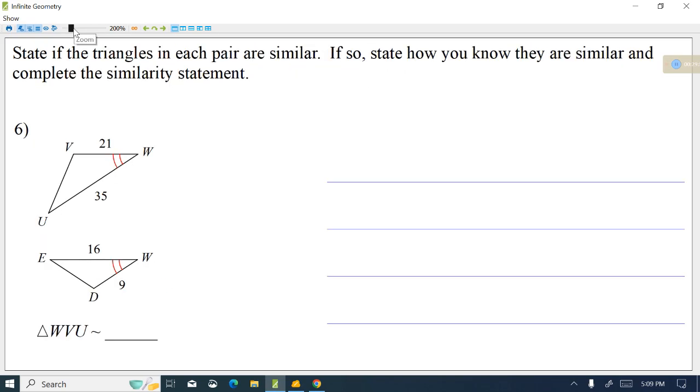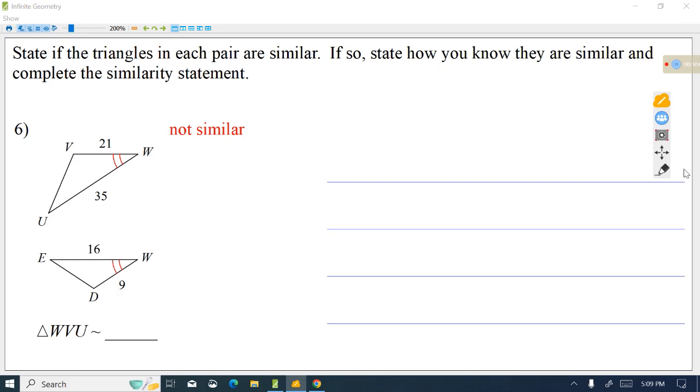Pause the video if you didn't do it yet. Okay, and if you did do it, let's see an answer. You should have that these are not similar. It looks like it might be side angle side, but if we set up these fractions and break them down, we should be able to tell that they're not similar. Let's go ahead and take a look and see what we would get.